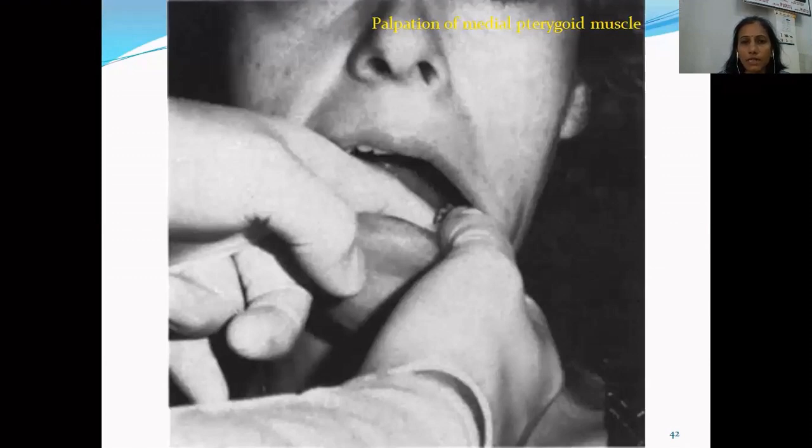And examination of the medial pterygoid. For examining the medial pterygoid, you start from the retromolar area inside the oral cavity. Ask the patient to open the mouth widely, then start palpating from the retromolar area. Then pass your finger downwards along the lingual side of the mandibular molar and premolar teeth region.